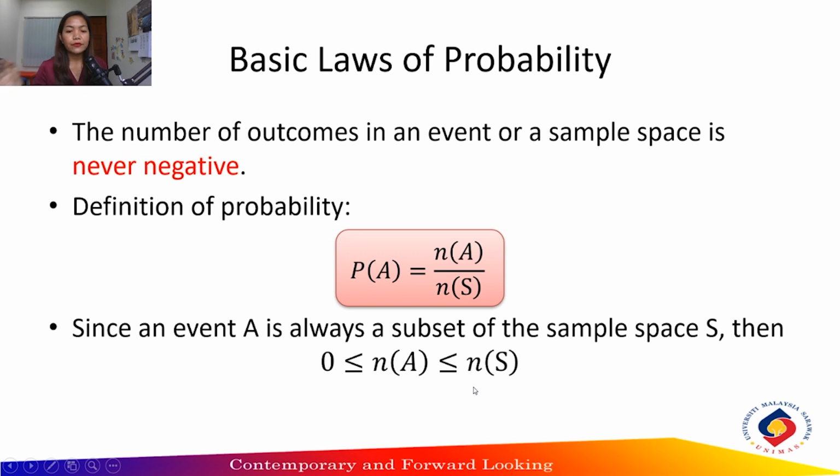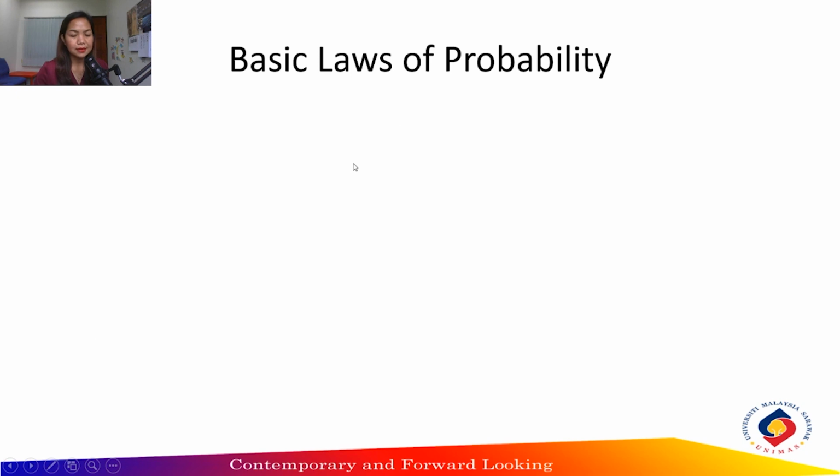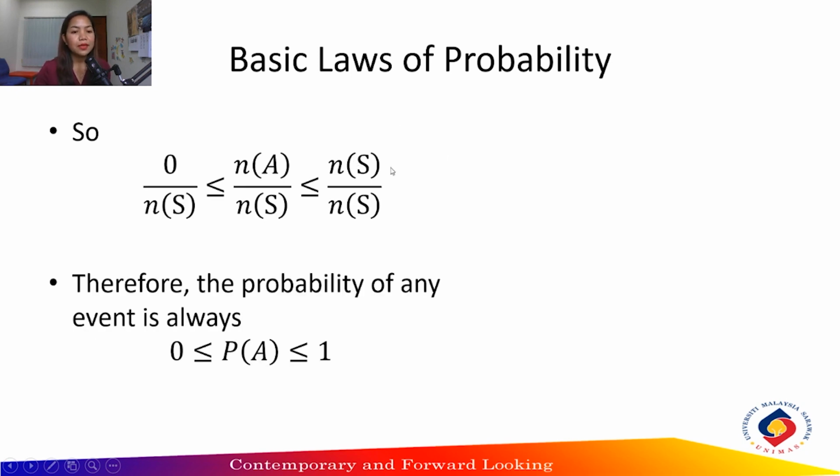N(S). And if we divide each of the values here by N(S), we will have the probability of A, because N(A) over N(S) is our probability of A, which is between 0 and 1, including the values 0 and 1. This means when we're dealing with probability, the lowest value that we can have is 0 and the highest value that we can have is 1. Not less than 0 or more than 1.